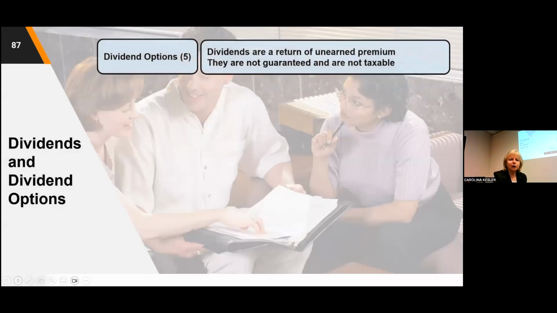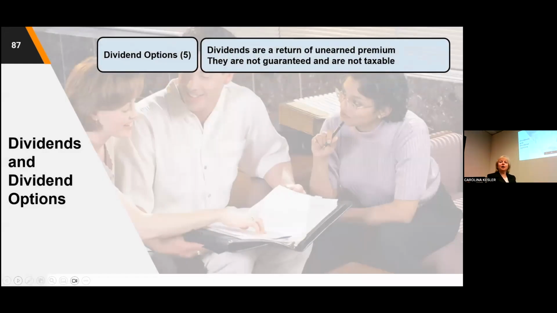Dividends and dividend options. Dividends are a return of unearned premium. They are not guaranteed and they are not taxable because it's a return of excess premium, a refund, right? That's a dividend. Never guaranteed, never. So remember that. They like to ask 2 or 3 questions about that in the test. Not guaranteed and not taxable.